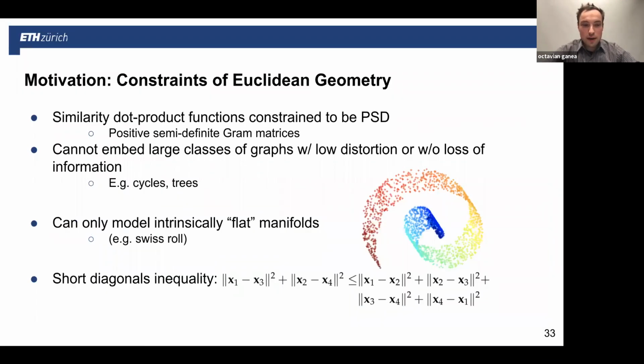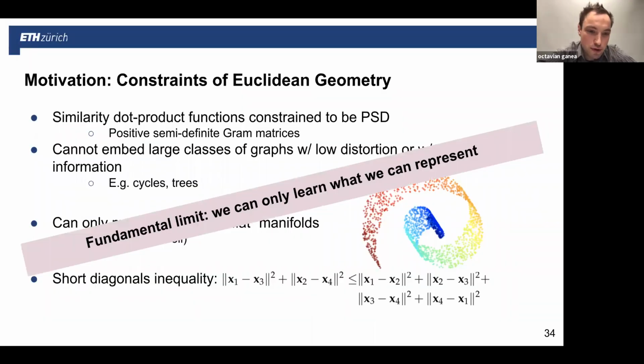Okay, it turns out that this short diagonals inequality that I'm showing in this slide is very useful to prove all sorts of distortions in Euclidean space, including the distortions for cycles and trees that I was talking about earlier. I have more details about this in my PhD thesis. I can send it to you if any of you is interested.